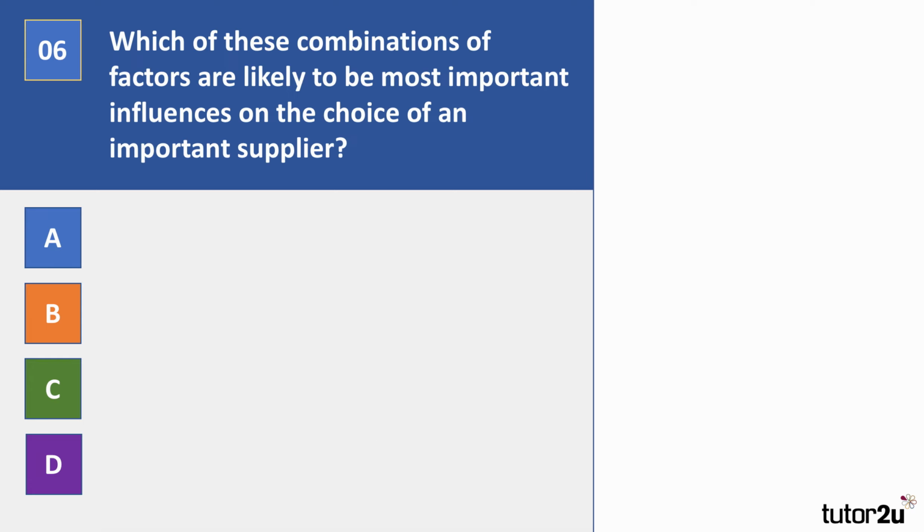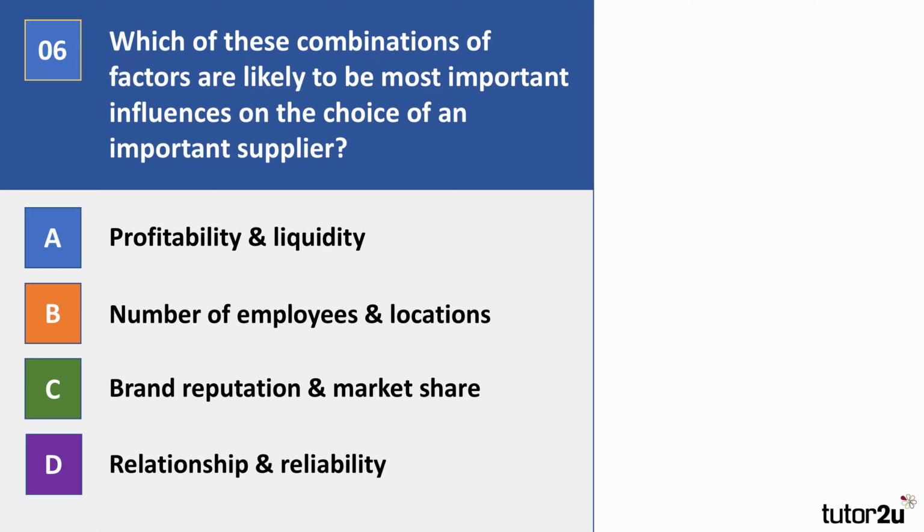Okay, question 6. Which of these combinations of factors are likely to be the most important influences on the choice of an important supplier? So a series of combinations of factors, of influences here. Pause the video and decide which of those is right.